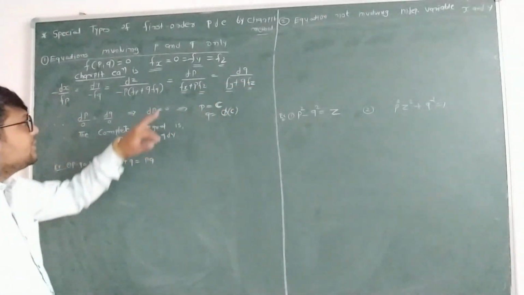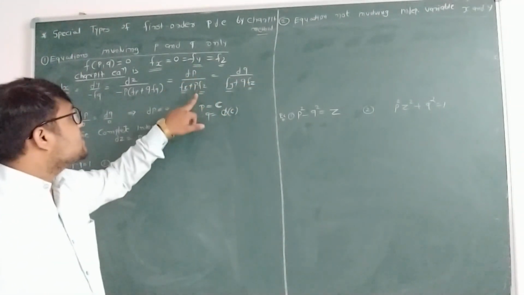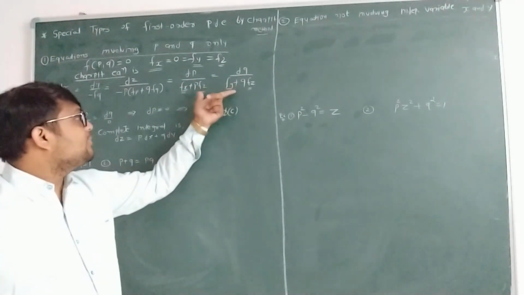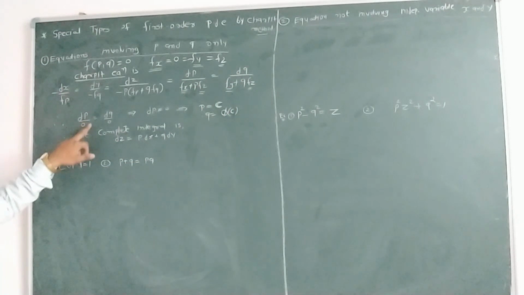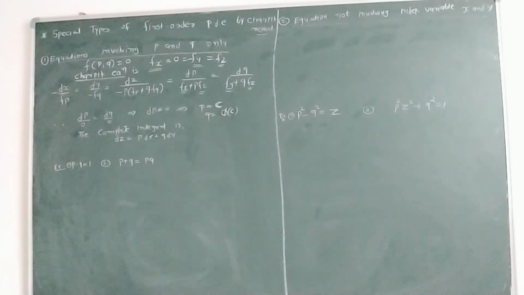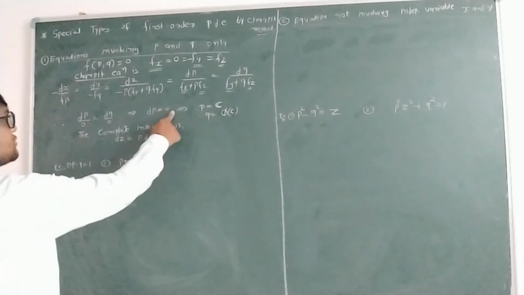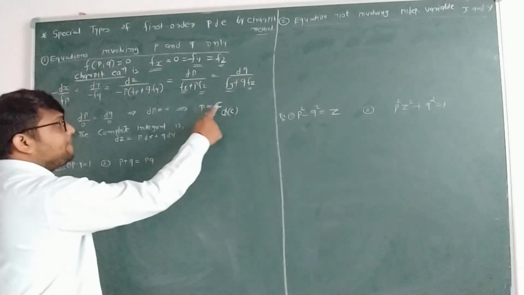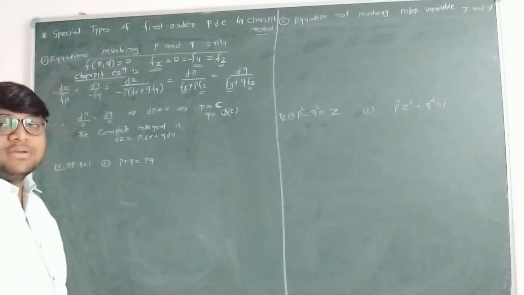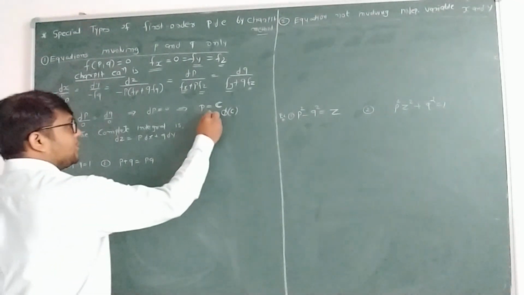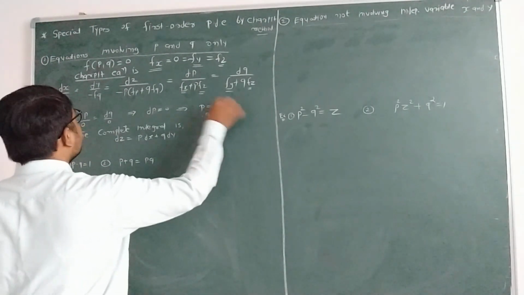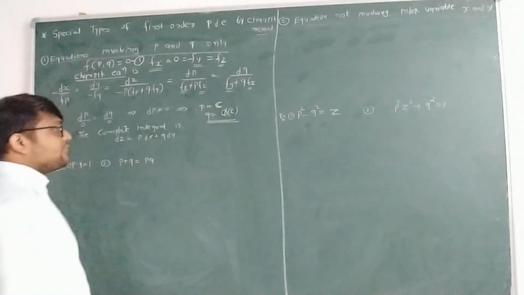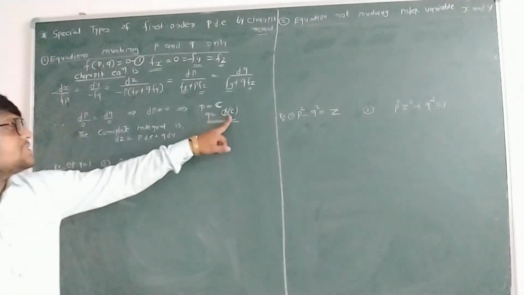So ultimately we get dp/0 = dq/0. So let's compare both fractions. This implies that dp = 0, and integrating both sides, we get p equal to some constant c. Putting p = c in our equation number 1, we get q also as a function of c.